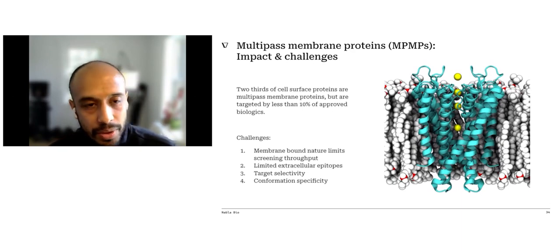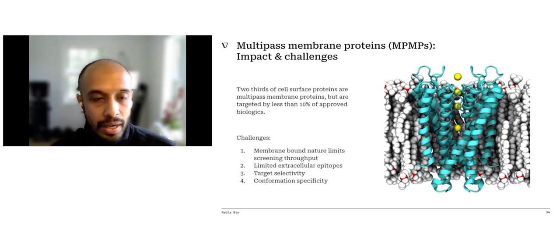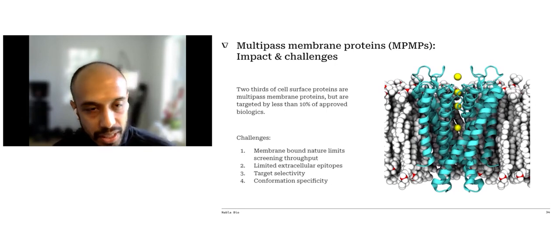Another challenge here is with many of these targets, they have very closely related family members. So often we want to bind one member of the family, but not have binding to other members. So target selectivity is really important. And then a lot of these targets are conformationally dynamic and exist in active and inactive states.